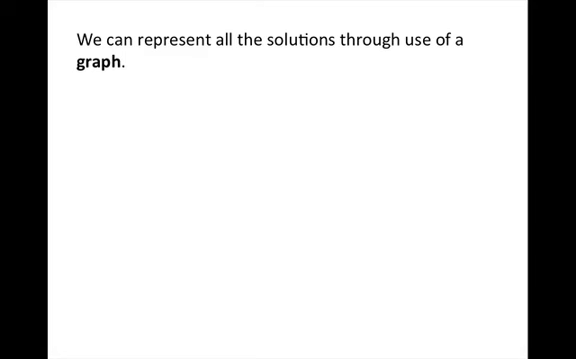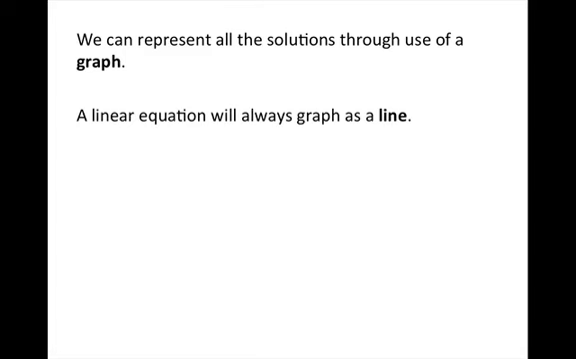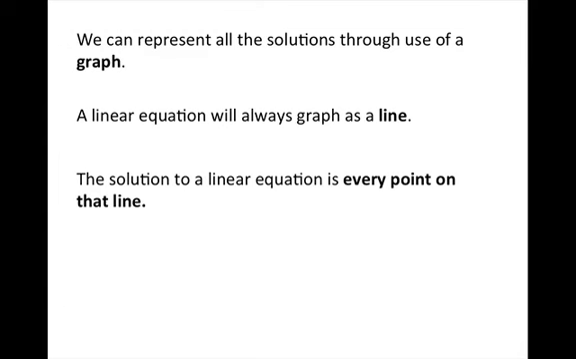So what I want to look at is I can represent all the solutions through the use of a graph. I'm not able to list all of the ordered pairs, but I can draw a picture of them. A linear equation will always graph as a line. The solution to a linear equation is every point on that line. Put a star by this in your notes because this is really important. We're going to come back to this in a future lesson. So the solution to a linear equation is every single point on that line.